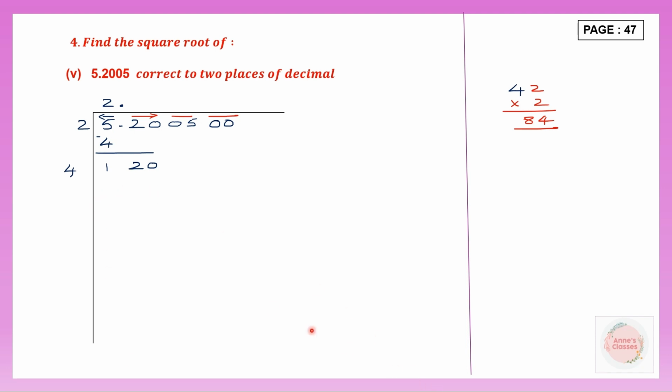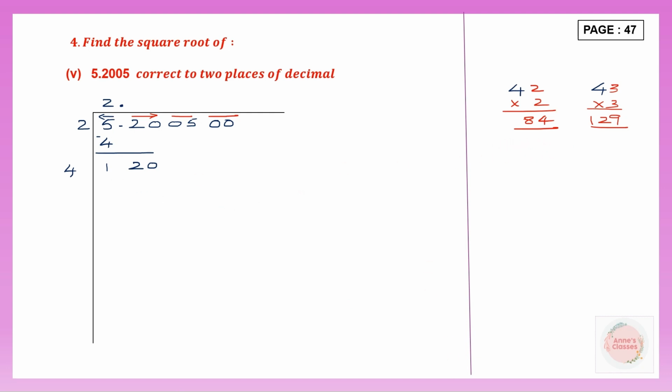Now this is 84, but here we have 120. So let's try and get a number. So I'm going to write 4 and 3 next to it. So that becomes 43. So I'm going to multiply this by 3. 3 3's are 9, 3 4's are 12. Now here can you see I have got 129. But this number is 120. So I can only write this 84.